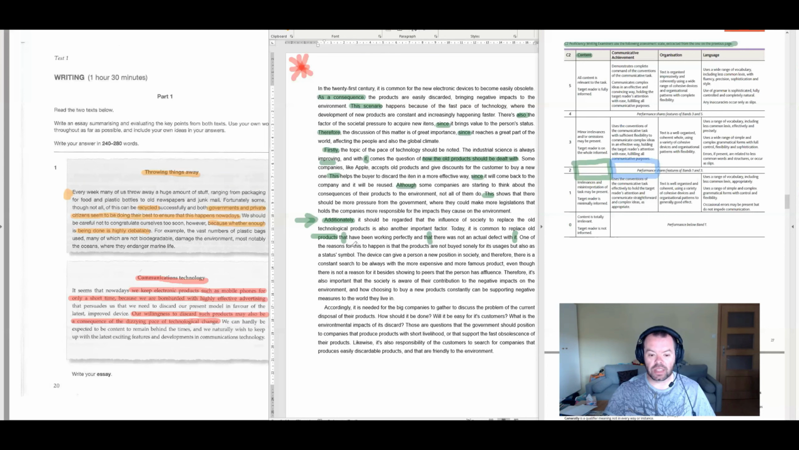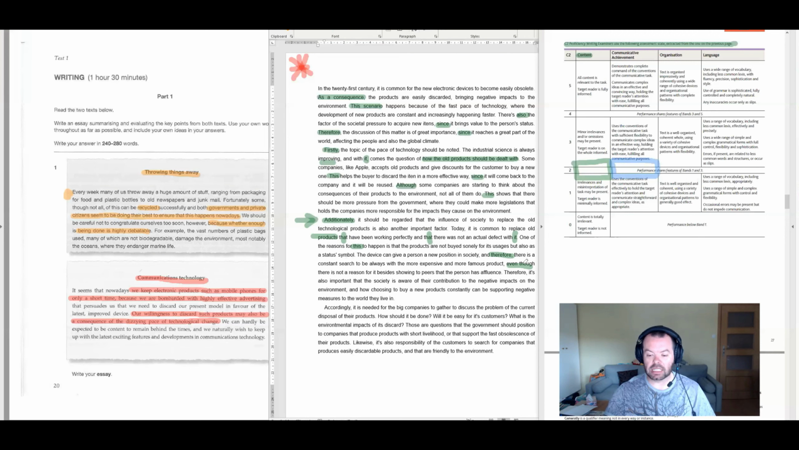One of the reasons for this to happen is that the products are not buyed solely for its usages, but also as a status symbol. The device can give a person a new position in society, and therefore there is a constant search to be always with the more expensive and more famous product, even though there is not a reason for it besides showing to peers that the person has affluence.